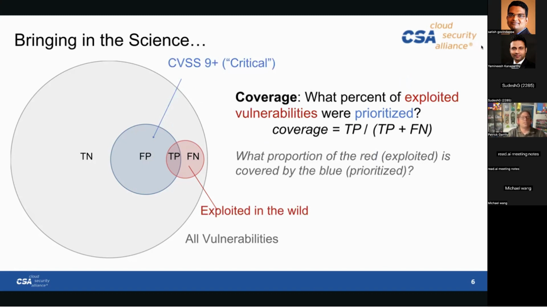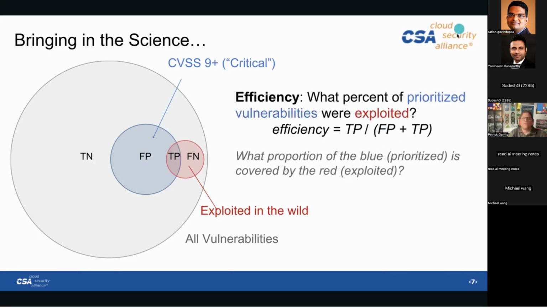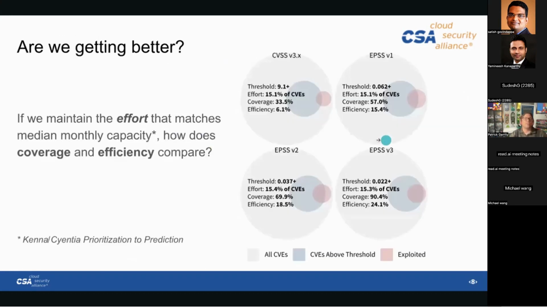And then we have coverage, which is TP, which is right here, right? And we're looking at specifically how much coverage of the exploitation does CVSS 9 or above have. So it's actually a small portion that you see there. And then efficiency is essentially what percentage of the prioritized vulnerabilities were actually exploited over the next 30-day period as well.